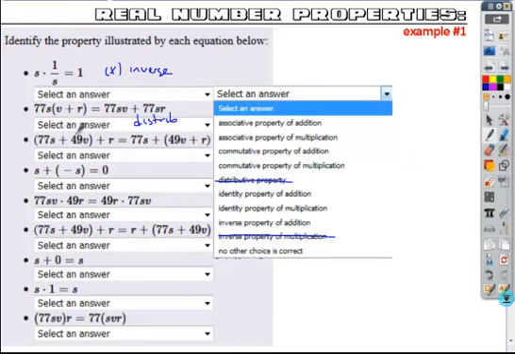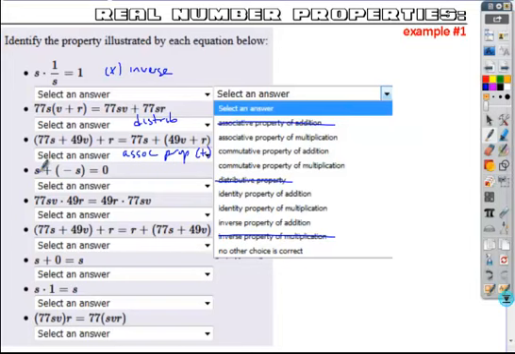Okay, next we have a sum of two terms added to a third term. And then we see that those same three terms here are in the same order, the 77s, the 49v, and then the r. We just have different grouping symbols around a different set of terms. So when the order doesn't change, but the grouping does, that's the associative property. And this is addition, so associative property of addition.